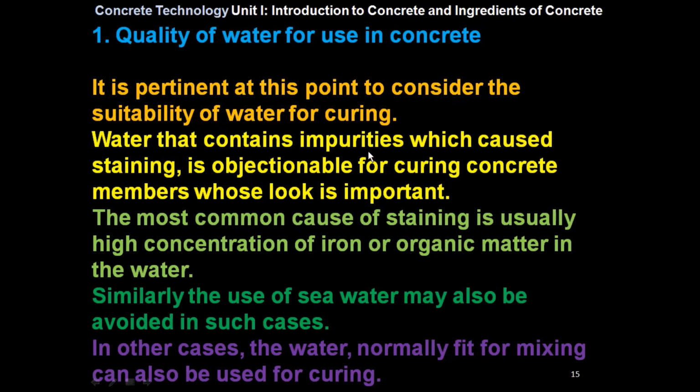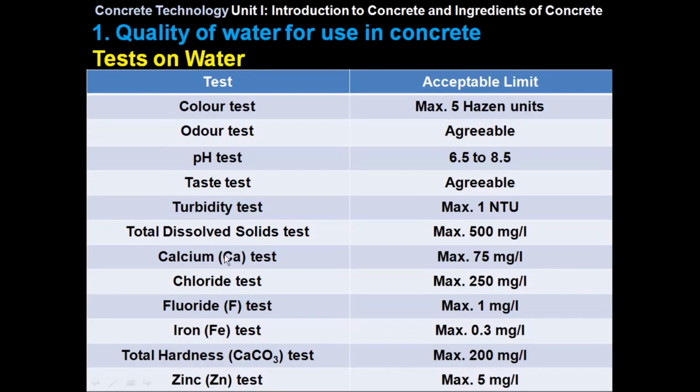Water that contains impurities which cause staining is objectionable for curing concrete members whose look is important. The most common cause of staining is usually high concentration of iron or organic matter in the water. Similarly, the use of seawater may also be avoided in such cases. In other cases, the water normally fit for mixing can also be used for curing. So here we can see the tests of water, the tests and acceptable limits.